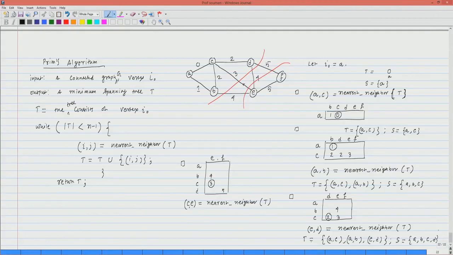of the current tree T, and so you update your T. Your current tree consists of 4 edges: AC, AB, CD and CE. Okay. So, since there are 6 vertices, we need 5 edges, one more edge is required, and that is the last iteration.